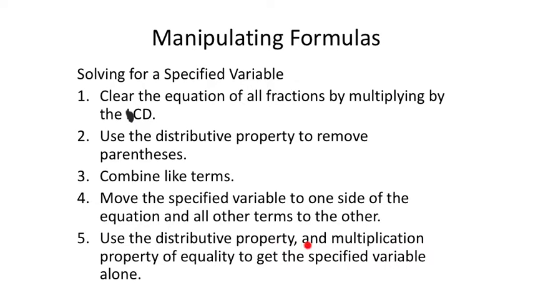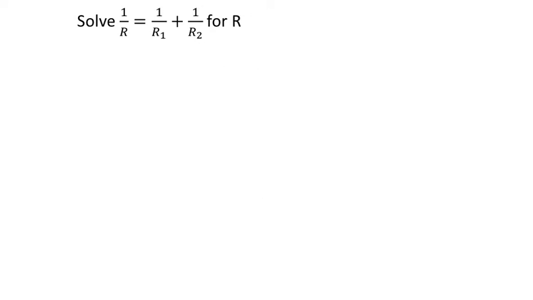It says use the distributive property and multiplication property of equality to get the specified variable alone. Yeah, we'll see. So we're going to solve for r. That's good. Now, like I was saying, what we would like first is to get common denominators everywhere. Even though they're using the same variable r, it's r1, r2, and then a non-subscript value here. So I've got a regular r.